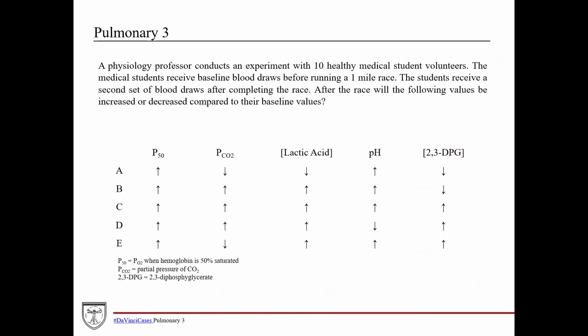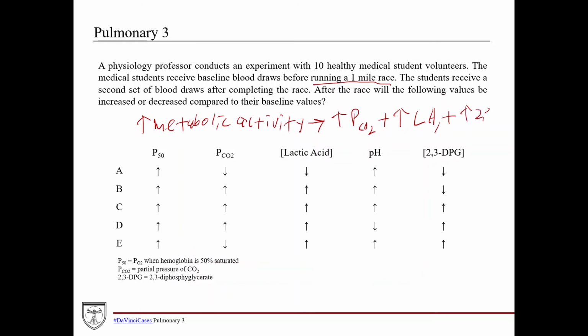So if we come back to the question here, again, these students are running a mile, and so they're going to have increased metabolic activity, which will then produce more PCO2, plus more lactic acid, and then increased levels of 2,3-DPG.